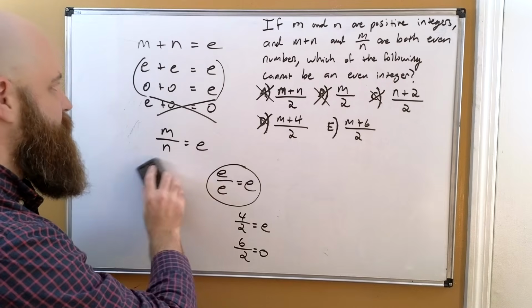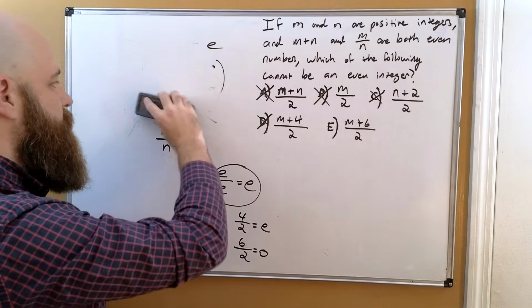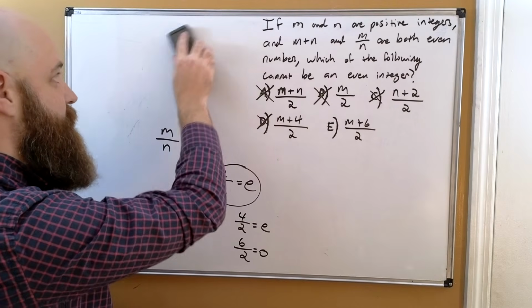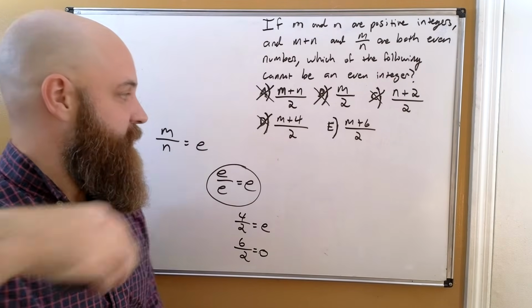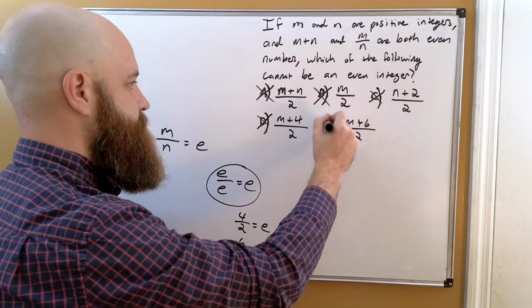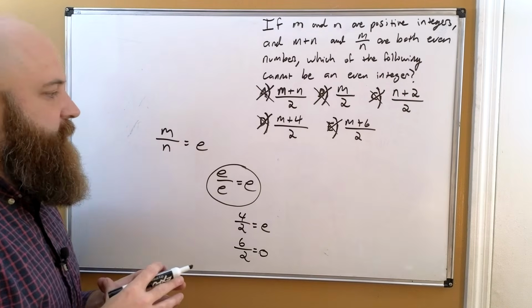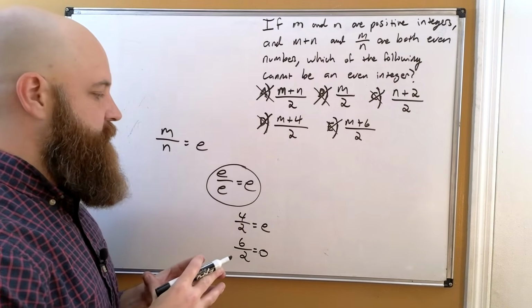Okay, so I've got to go back to the drawing board and see, is there anything else I can figure out about m and n that's going to be more specific? And once I figure that out, maybe that'll help me pick an answer, because what I've done so far just wasn't enough to pick an answer. Okay, so m over n has to be even. Maybe if I analyze that further, I could figure something out.